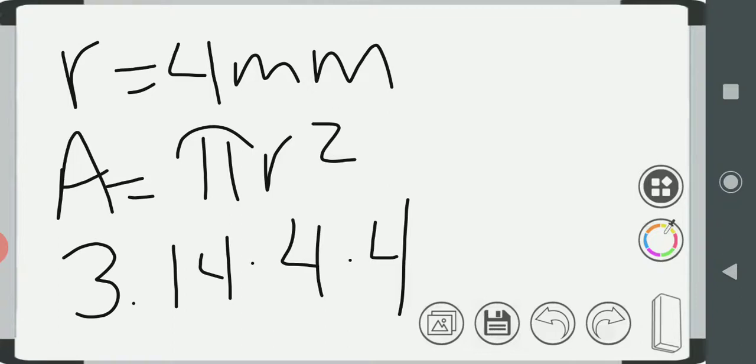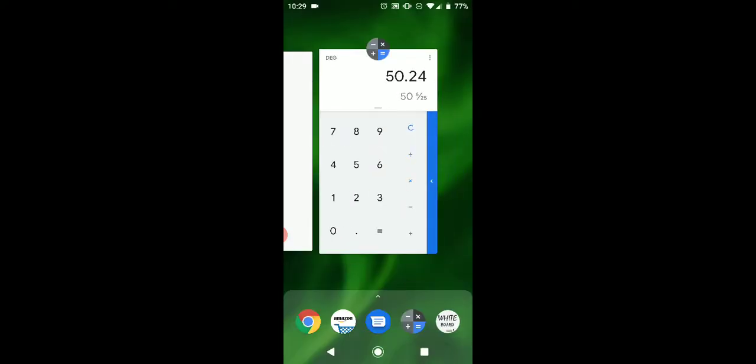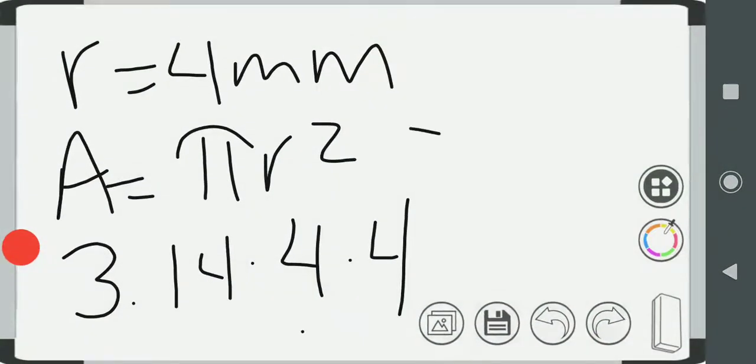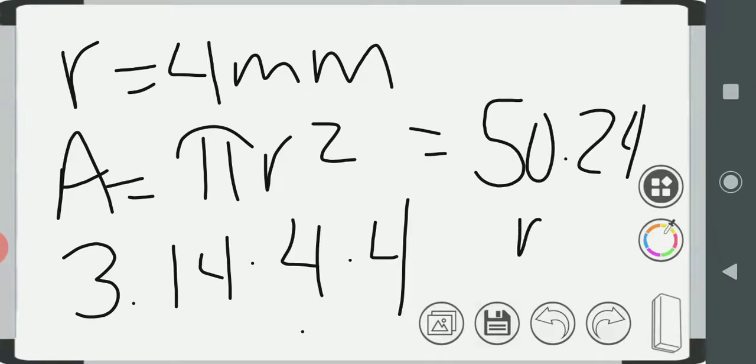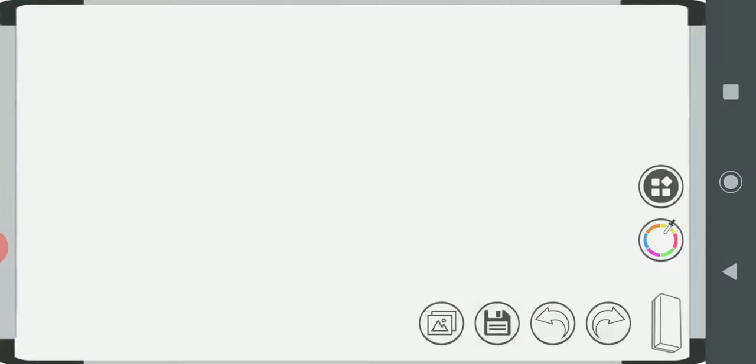Okay, so I'll switch over to the calculator. Sorry that it's sideways. I don't have it on auto rotate right now. Let's clear this out. 3.14 times 4 times 4. And what does that give me? Looks like 50.24. Okay, so my answer in this case is 50.24. And once again, that would be millimeters. I'm running out of room here. Squared. Okay, so that's area, right?